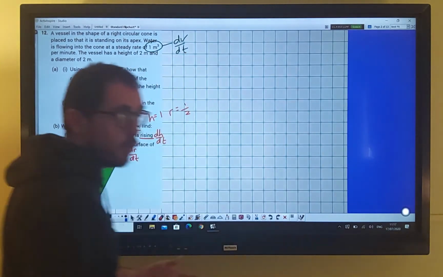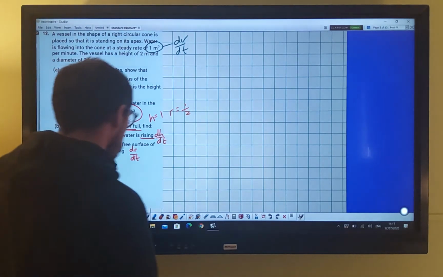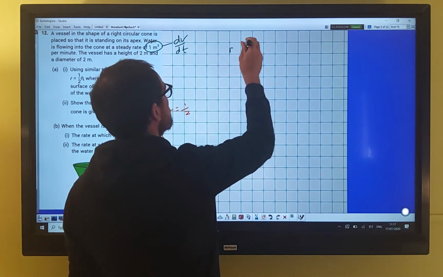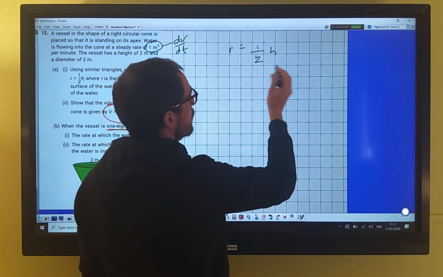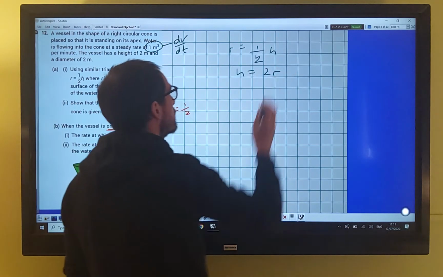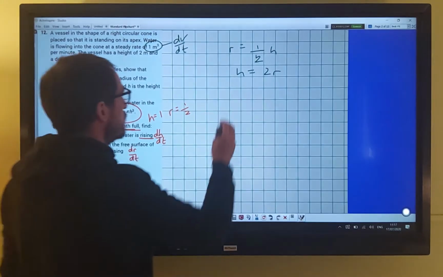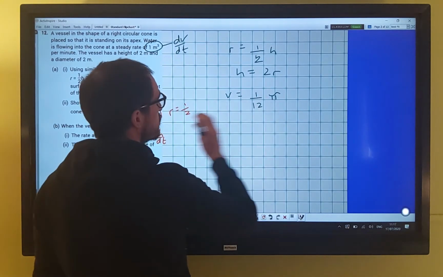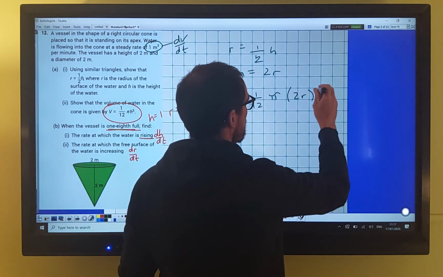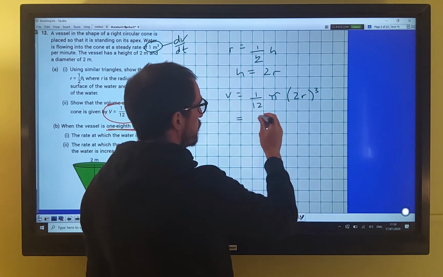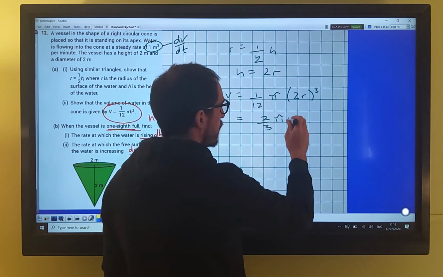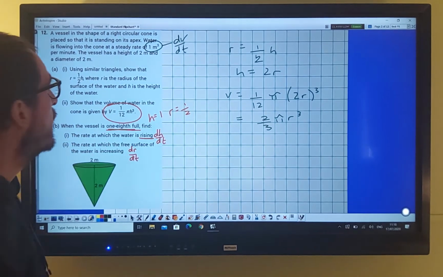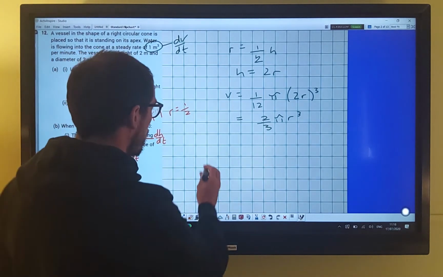So I need a formula for dV/dr. Basically, I know from up here that r is equal to half h, or I can say that h is equal to 2r. So you can now say that the volume is equal to 1/12 pi, and instead of h cubed, you put in 2r cubed. 2 cubed is 8, so it's going to be 2/3 pi r cubed. So that's V. So now I can get the dV/dr.